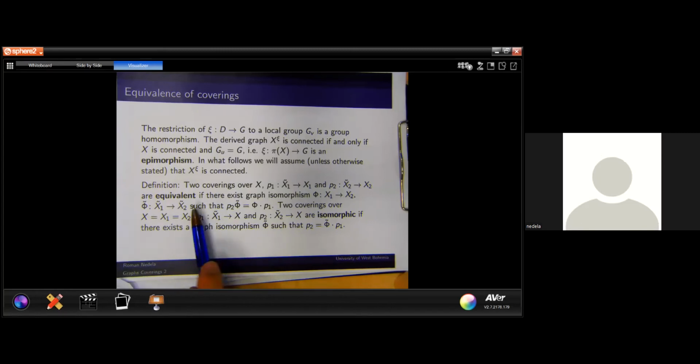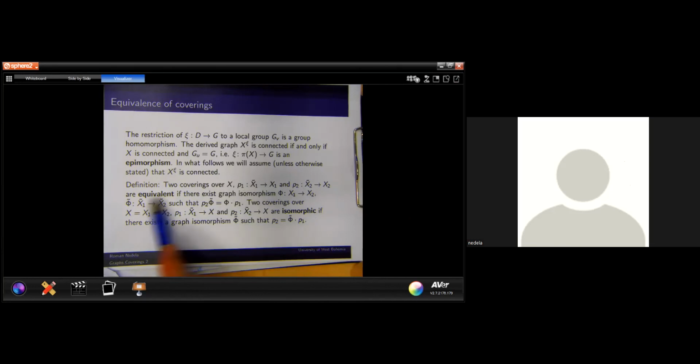So how about equivalence? We want to say under what condition two coverings are equivalent, and this means that there are two isomorphisms, phi between X1 and X2 and phi tilde between the covers, such that these guys commute. And there are some stronger relations which say that two coverings over the same graph, for instance, are isomorphic if there exists a graph isomorphism such that this is true.